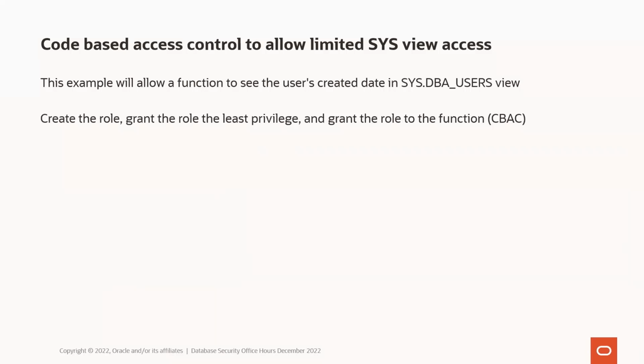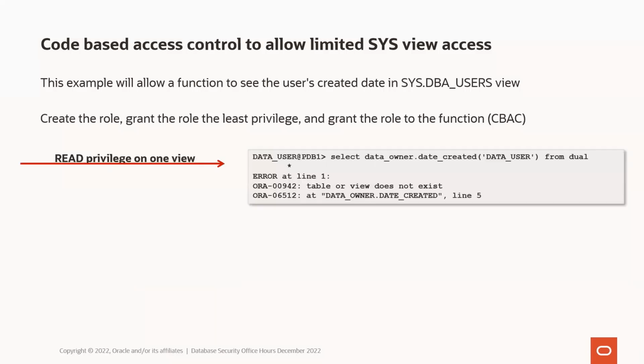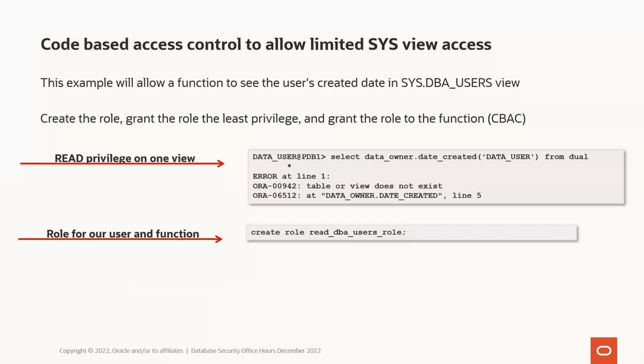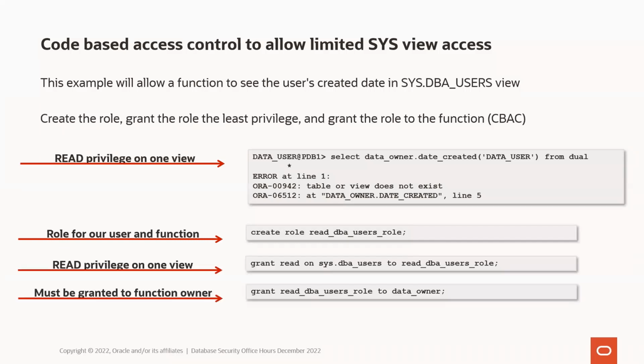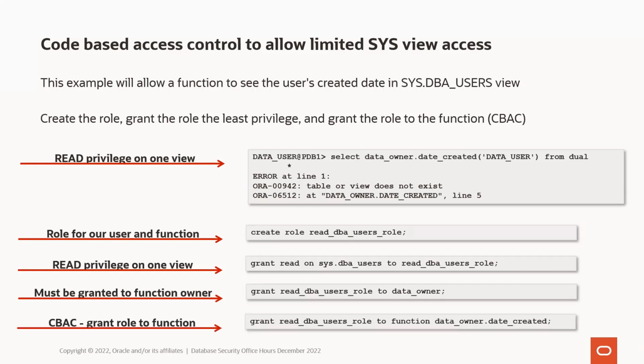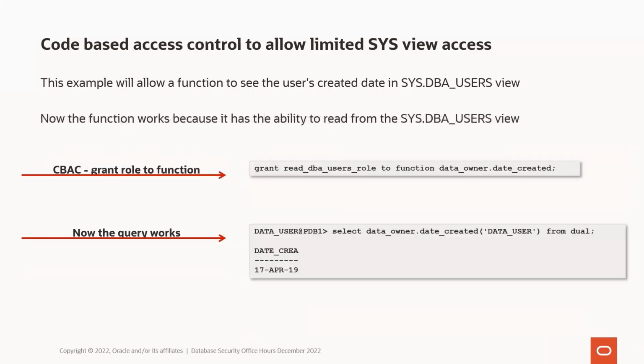Now, what we want to do is use this code-based access control by creating a role, granting that read on DBA users to the role, granting the role to the data owner because it is required to have it in order for us to then grant read to the function. So we can grant the role to the function, our date created function. And now when we execute it, we've got the ability to see that data with those invoker rights, okay?